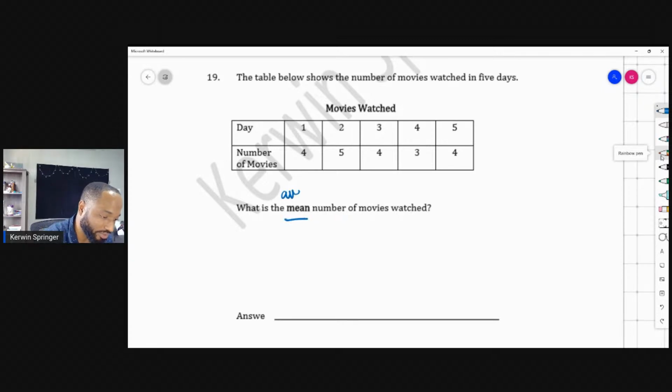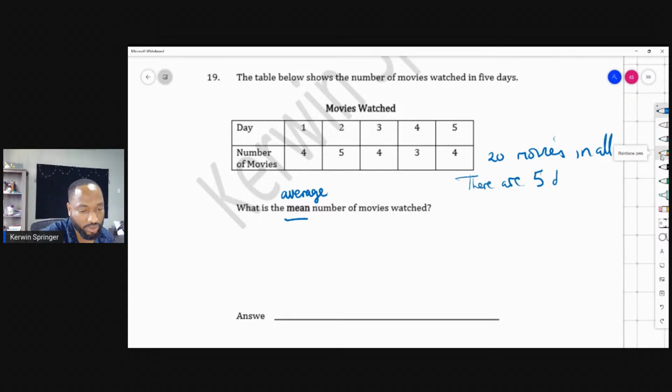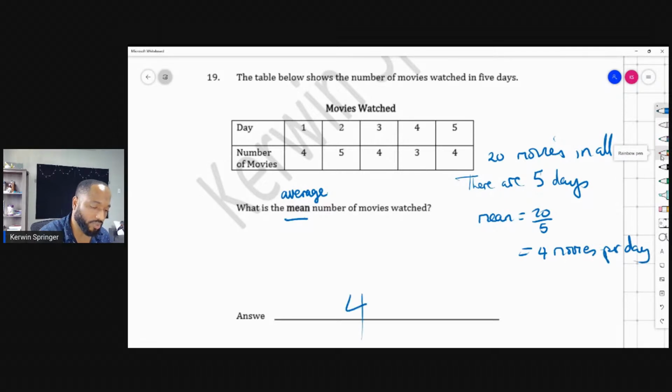What is the mean number of movies watched? Mean means average. An average is done by adding up all the items and dividing by the number of items in the survey. So there are 5 days, and when I add up all of this, I get 4 and 5 make 9, and 4 make 13, and 3 make 16, and 4 make 20. 20 movies in all. And there are 5 days. So the average or the mean is going to be 20 divided by 5, which is equal to 4 movies per day. So 4 is your mean.